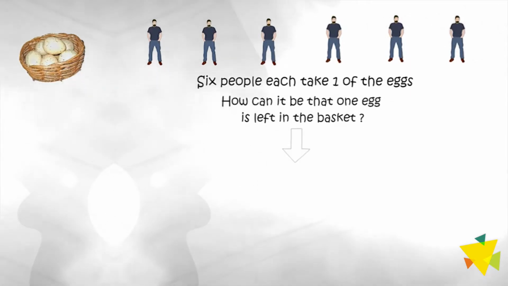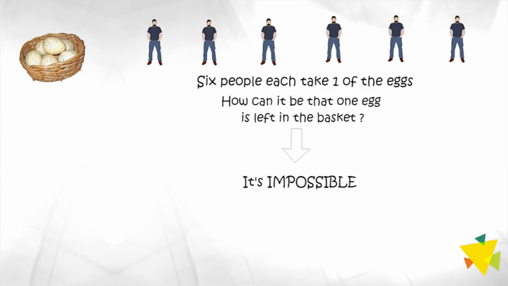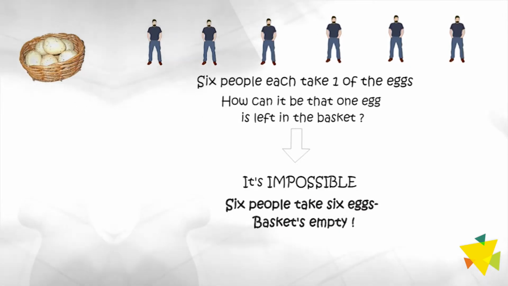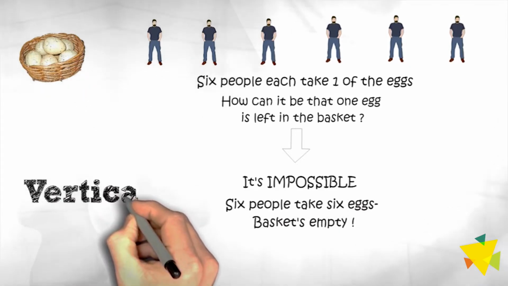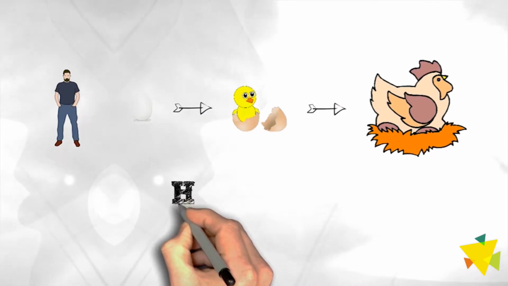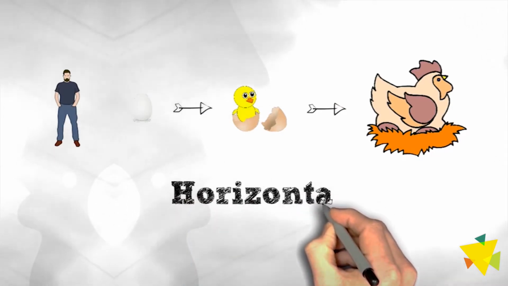Now, if I asked you this question, what would your answer be? Maybe you decide to take the most obvious approach and say, it's impossible. 6 people take 6 eggs, the basket's obviously empty. This is vertical thinking. Or maybe you come up with something like, the last person waits for the egg to hatch and grow into a chicken and lay an egg, and so there's an egg left in the basket. This is the horizontal pattern of thinking.